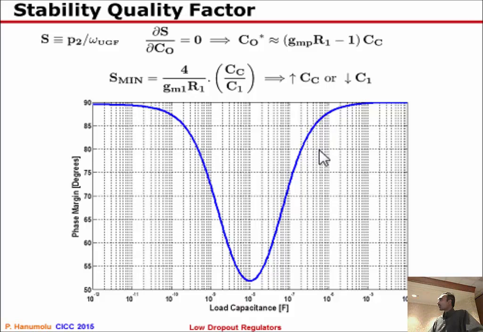So the end result is shown here. The load capacitance is plotted on x-axis, and the phase margin is plotted on y-axis for some choice of CC. I don't remember now, but the key takeaway is that even with orders of magnitude variation in load capacitance, one can ensure that the phase margin is good. I mean, obviously, I'm slightly cheating here because I designed it to be 90 degrees phase margin to start with, but regardless, this tells you what could happen.